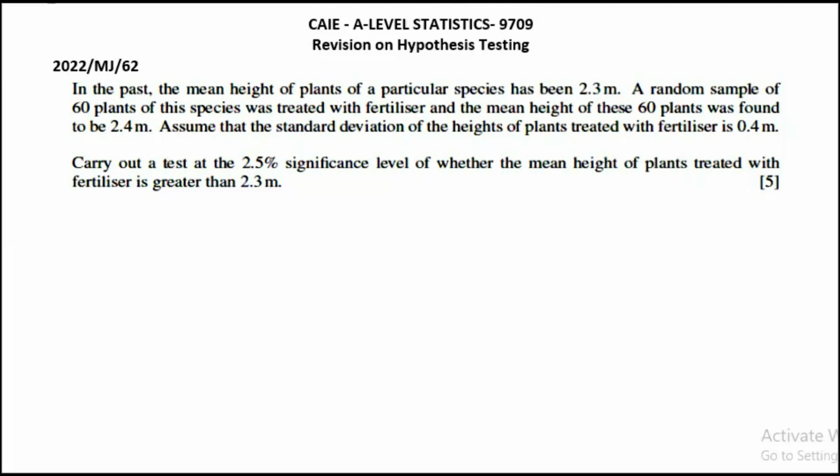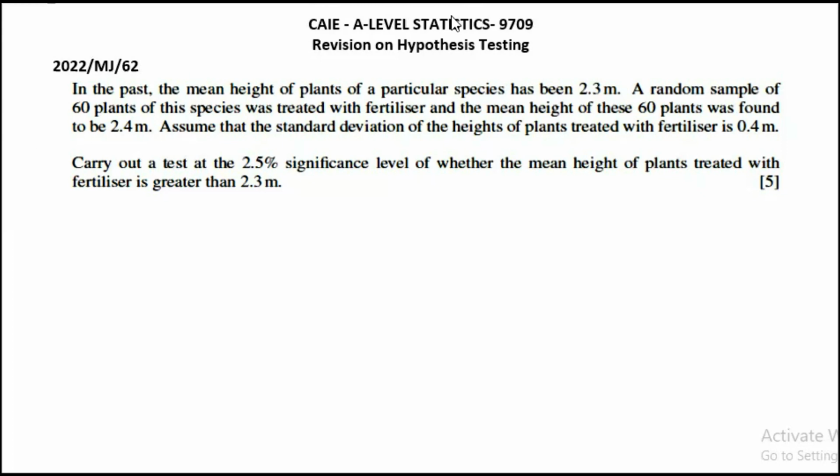So in this question, it is not mentioned what type of distribution it is. At the same time, we know that this is going to be a hypothesis testing. So let us find out what kind of hypothesis testing this is. At the same time, what are the given data?